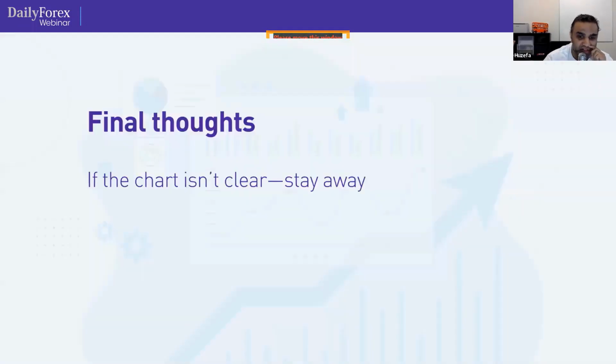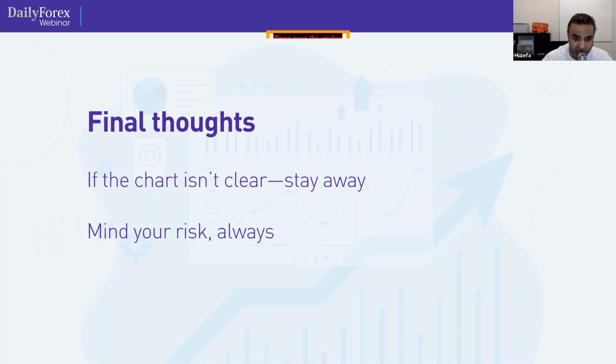And my final thoughts: if the chart isn't clear for you, just stay away. It's absolutely fine. I'm looking at all the majors for these market analyses, but out of the 7 or 8, there's really about 1 or 2, maybe 3 trades I really want to take. So if it's not clear to you, stay away, go to a different time frame, look at a cross, or just wait till the chart unfolds. Wait till it reaches a level that you think is substantial on your chart.